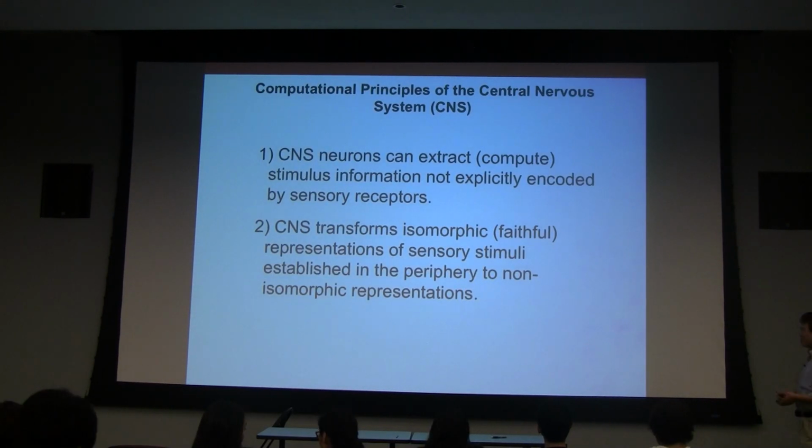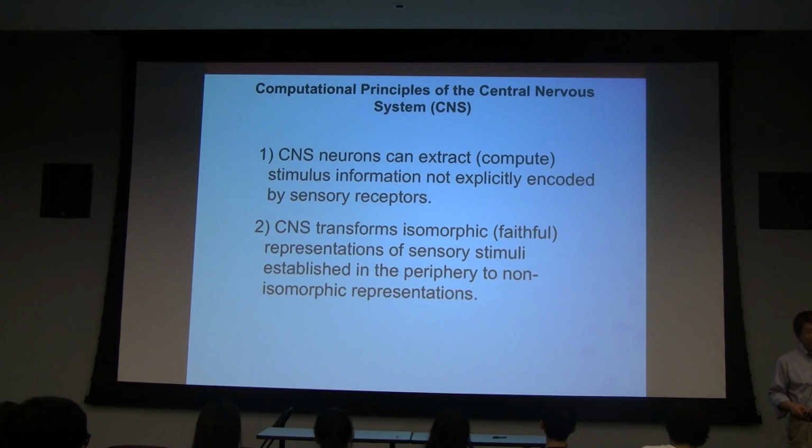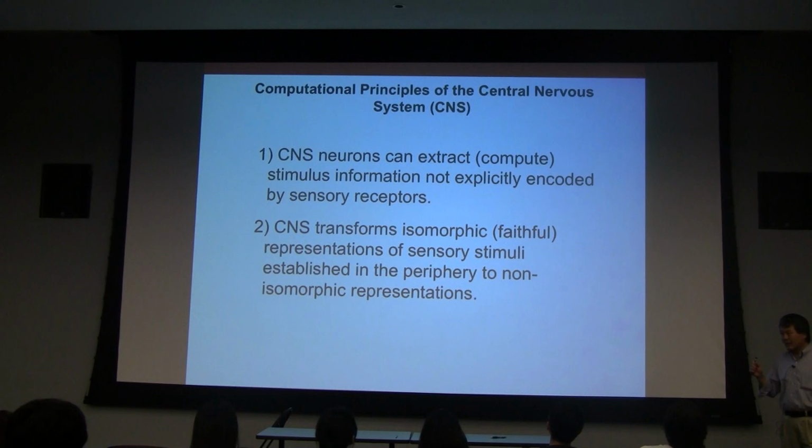Now, what is important about the central nervous system processing? There are many things going on in the central nervous system. I think there are two principles that are extremely important for you to understand after all those lectures, mine and others included. That is, central nervous system neurons can extract or compute stimulus information not explicitly encoded by sensory receptors. Okay, and I'll explain it further with examples, but be sure you understand what it means and be able to explain it at the end of this.